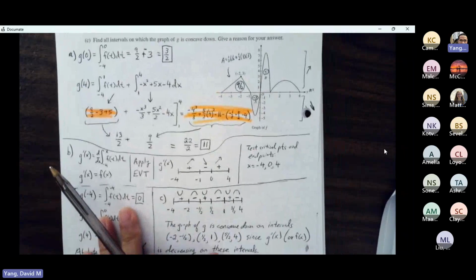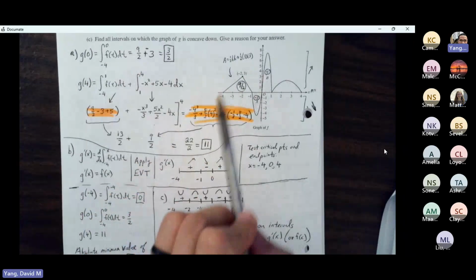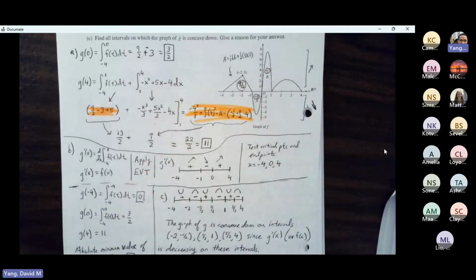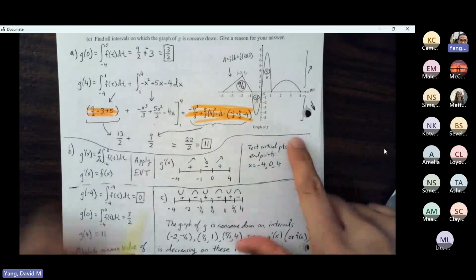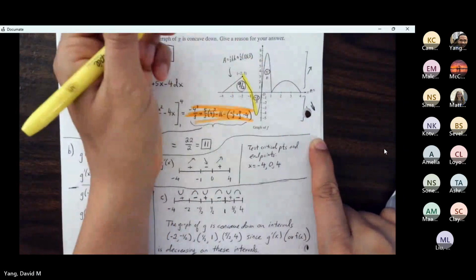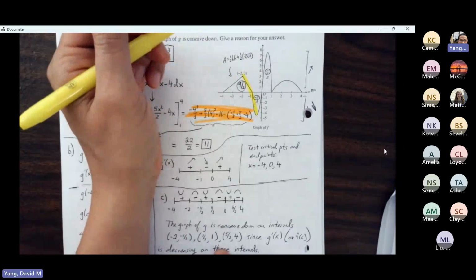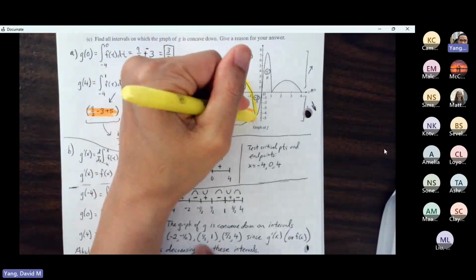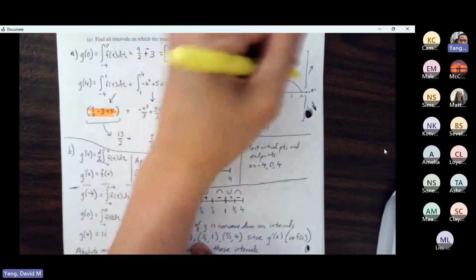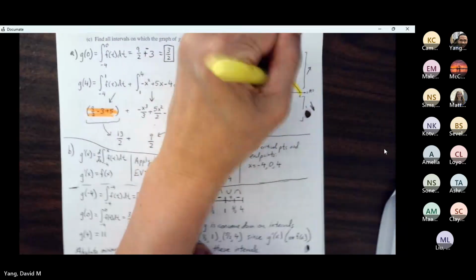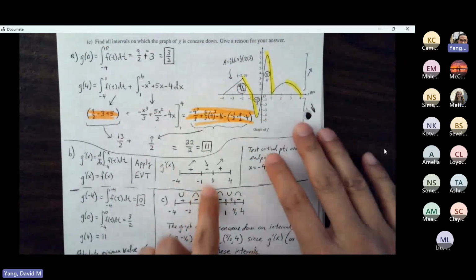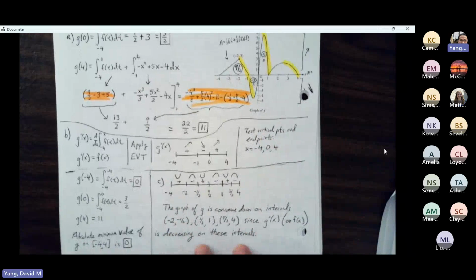Okay. Part C. Find the intervals where the graph of G is concave up. This is the first derivative graph. So concave down is going to be where my G prime is going to show negative slope. So wherever my G prime is showing negative slope, so there is negative slope. So from negative 2 to negative 1 half, from 1 half to 1, and then from 2.5 to 4. So I have 3 separate intervals where my slope is negative, and whenever my slope is negative, that's when my graph is going to show concave down.